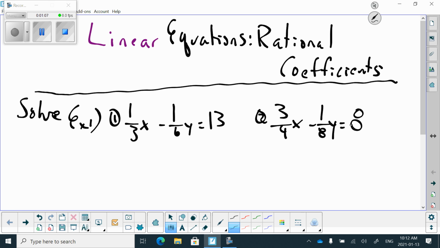So we have to get rid of, well, who here likes to work with fractions? And for the people watching the video, nobody put their hands up. So we have to get rid of the fractions. So how do we get rid of the fractions?